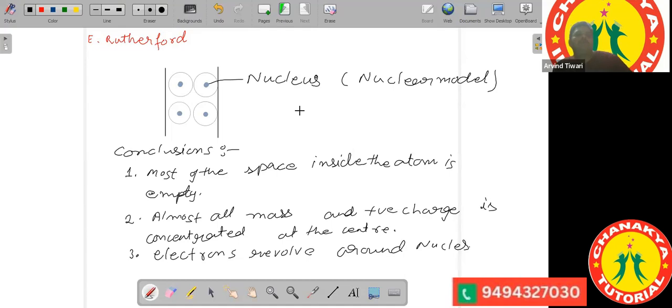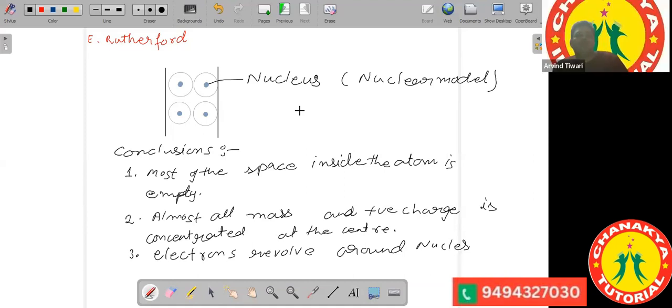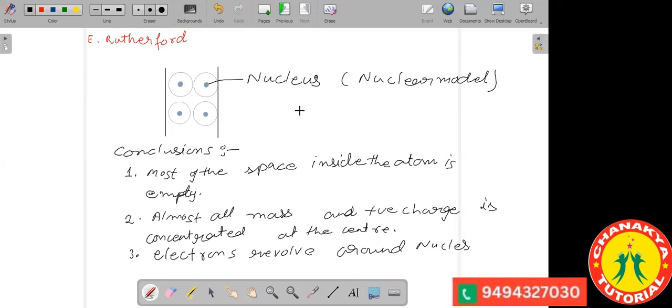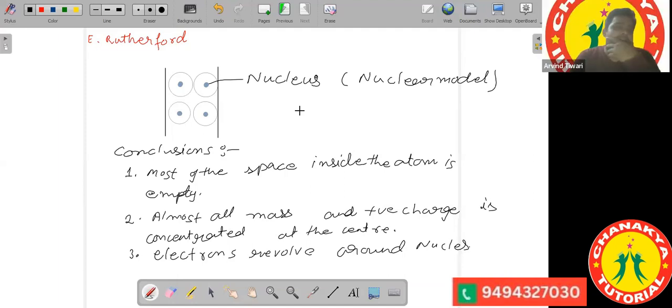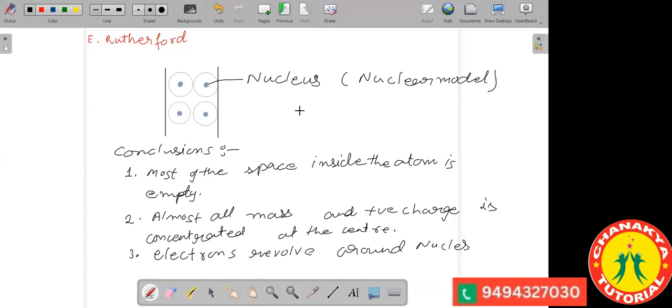Who proposed the nuclear model of the atom? Rutherford. Okay. So according to Rutherford, where are electrons? They revolve around the nucleus. And where is the positive charge? At the center, in the nucleus.